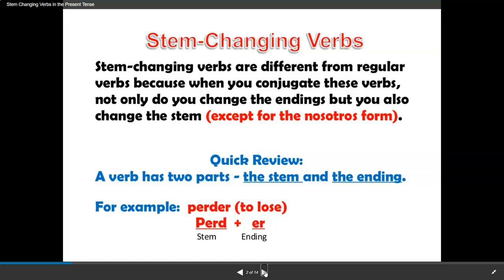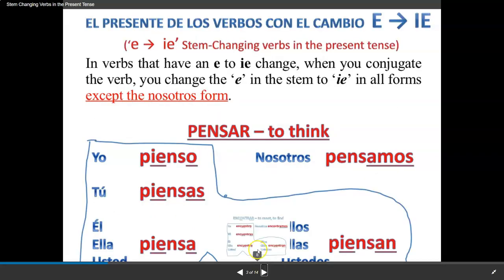For example, look at the verb perder, to lose. P-E-R-D is the stem, and the ER is the ending. So the present of the verbs with the cambio E to IE. E to IE stem changing verbs in the present tense. In verbs that have an E to IE stem change, when you conjugate the verb, you change the E in the stem to IE in all forms except nosotros.